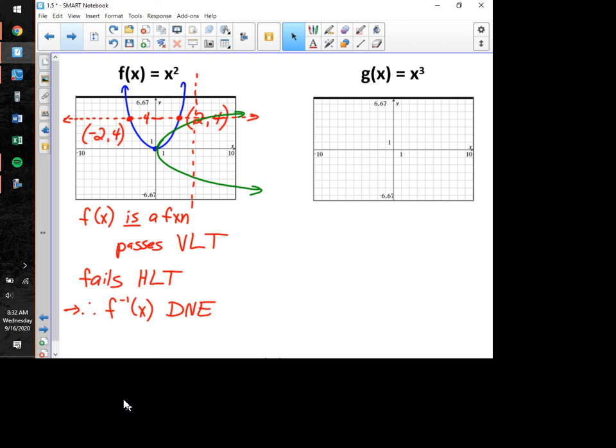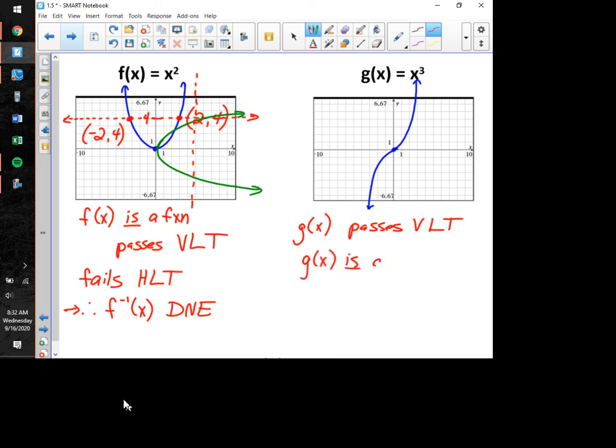And on your homework, your author is going to want you, therefore, to declare that f inverse of x does not exist. Now, let's contrast that with what's going on over here on the right with g of x equals x cubed, which we talked about a while ago. So this graph is going to look something like that, and let's see what's happening. First of all, g of x passes the vertical line test. No vertical line is going to cross through there. Therefore, g of x is a function, which again we knew because they named it that way at the beginning.